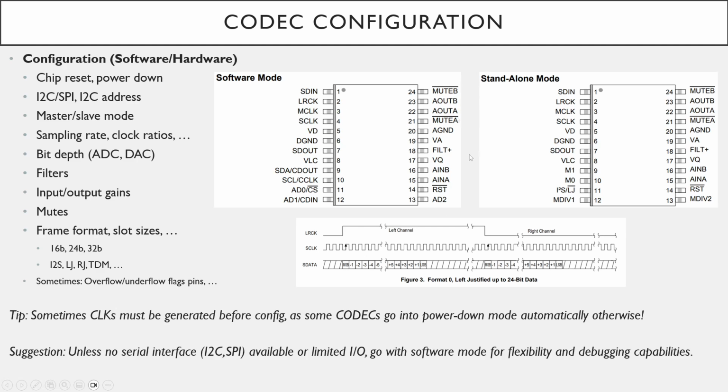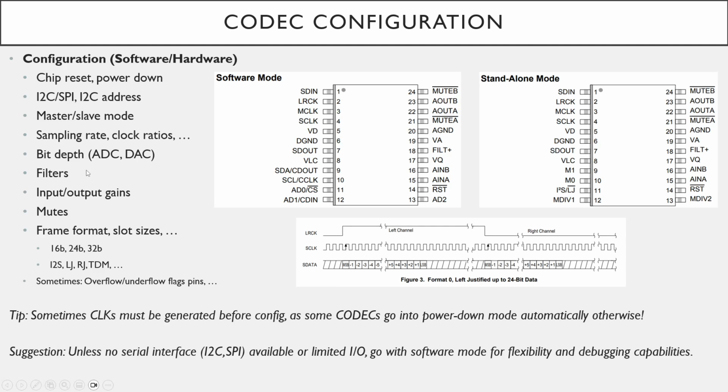You can, of course, also have this in an SPI interface or 3-wire interface, depending on the codec you're using. Other configuration signals might be a chip reset or power down signal, which we should also hook up to the controlling device, for example, the DSP. But we can then use these signals in software mode, for example, to set if we're in a master or slave mode. We can set sampling rates, clock ratios, bit depths.